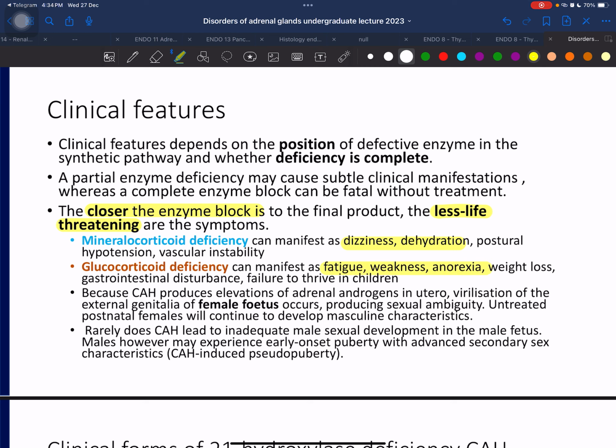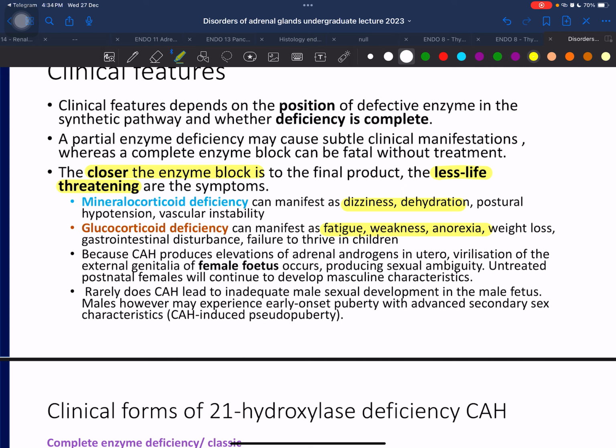Okay? So, what happens? What are the signs and symptoms? Mineralocorticoid deficiency. You don't have aldosterone. You can't retain salt, you can't retain water. So what? You will have hypotension, hypovolemia. It manifests as what? Dizziness, dehydration, postural hypotension, vascular instability. Because you are unable to retain water and salt in your body, your blood pressure goes very low. Okay? Glucocorticoid deficiency. You don't have glucocorticoids already. So what happens? You don't have cortisol. You have fatigue, weakness, weight loss, failure to thrive in children. Okay? You don't have cortisol to exert its effect.